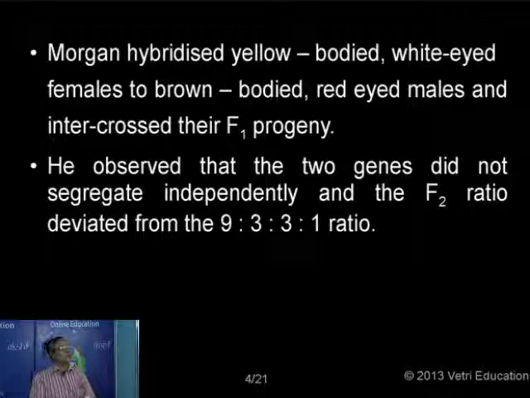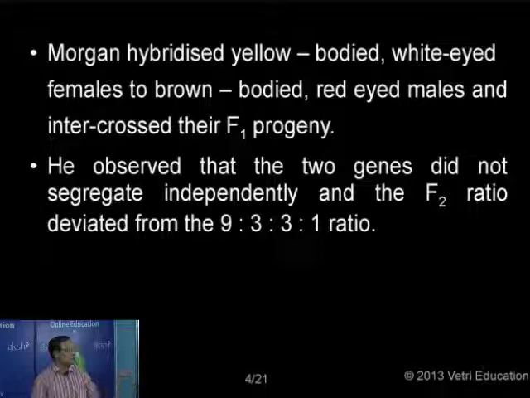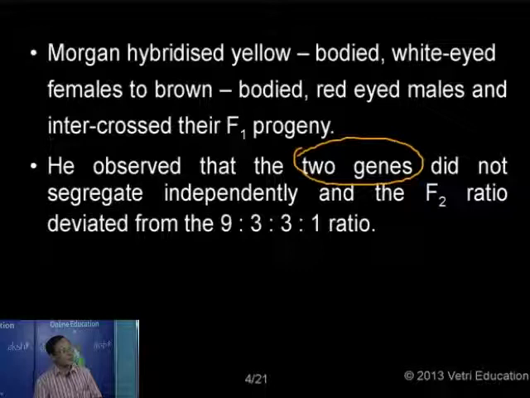So I made the cross between the yellow body and white eye color. You have to understand that. He observed the two genes did not segregate independently. The two genes here are the gene for body color and the gene for eye color. That is why we didn't get the ratio of 9:3:3:1. Instead, we have obtained different ratios. This is because of the tightness and looseness between the genes which are present on the same chromosome.